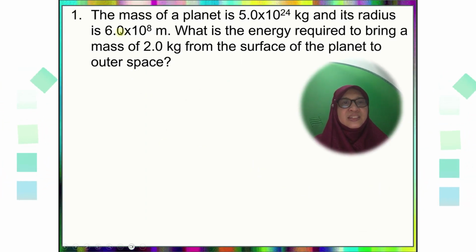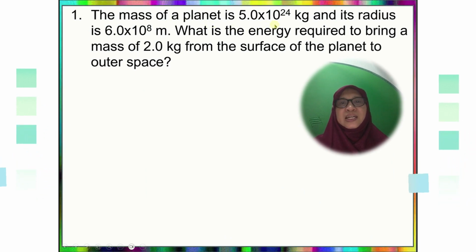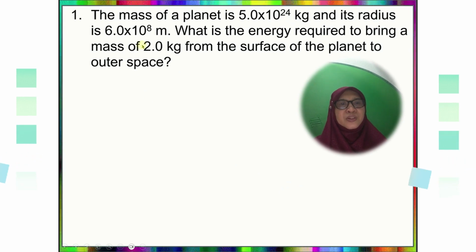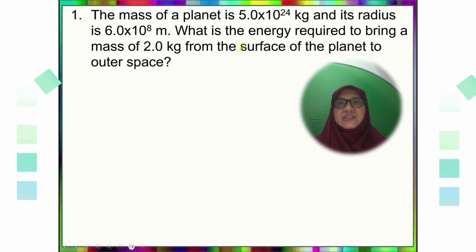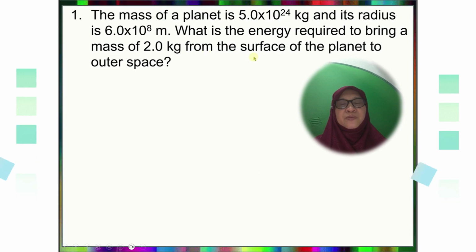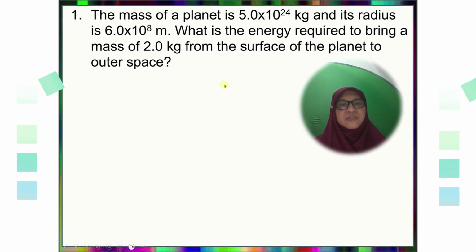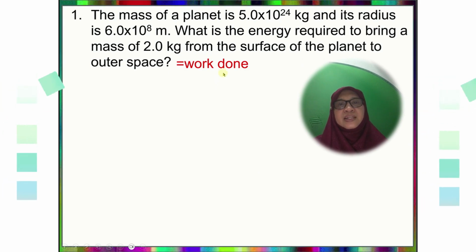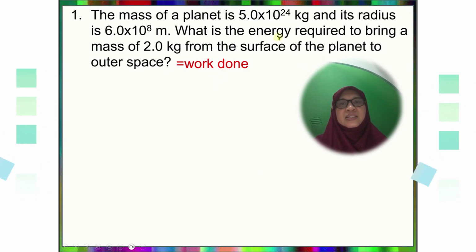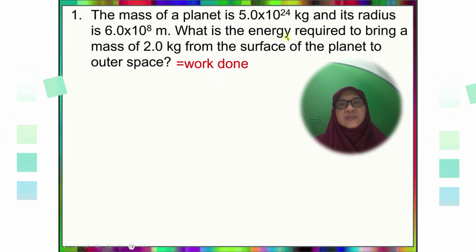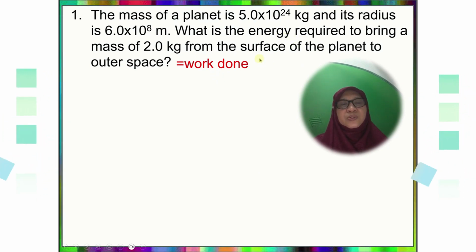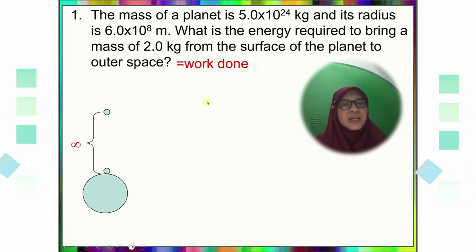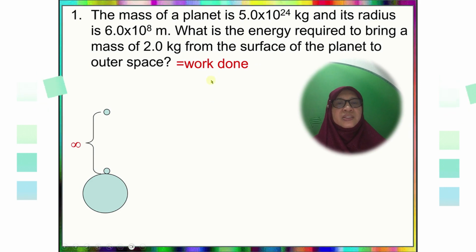The first question: the mass of a planet is 5.0 times 10 to the power of 24 kilogram and its radius is 6 times 10 to the power of 8 meter. What is the energy required to bring a mass of 2 kilogram from the surface of the planet to outer space? So this means we are going to find the work done. The work done is the change in energy. We use the work energy theorem.